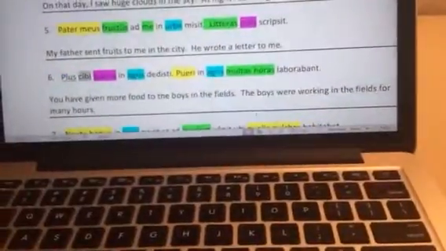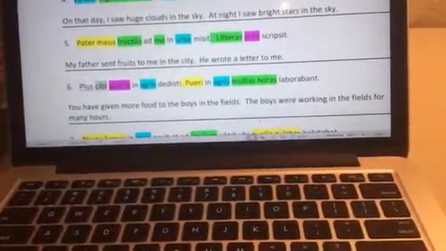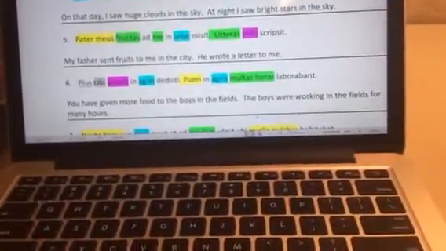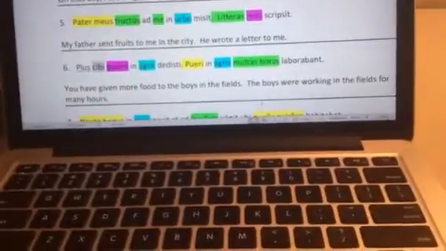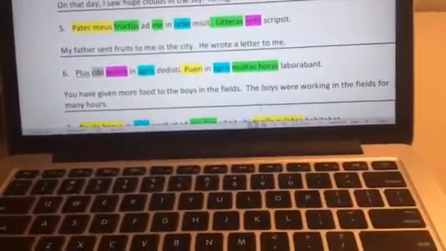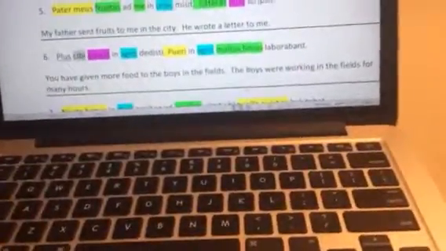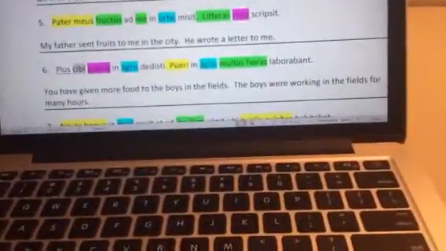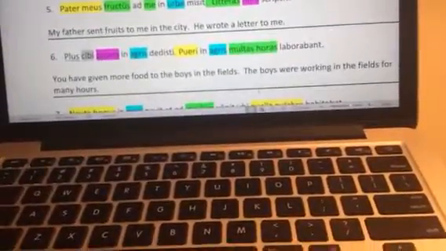And then the last part here, pueri in agris multas horas laborabant. The boys are the subject, the boys. And here I've used the laborabant, which is the imperfect tense, because they were working multas horas, for many hours, which means they might still be working. We don't know. The boys were working for many hours in the fields.